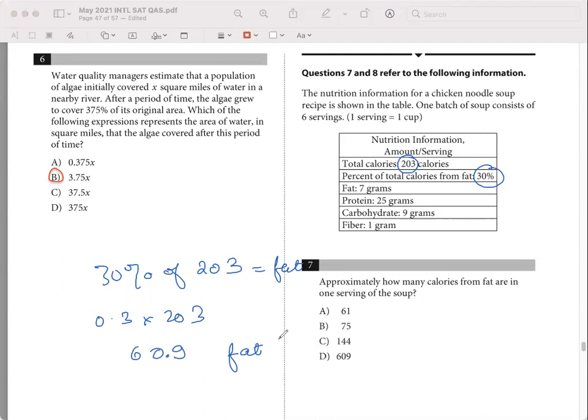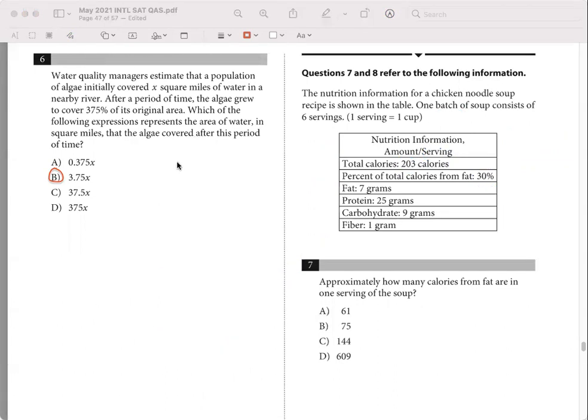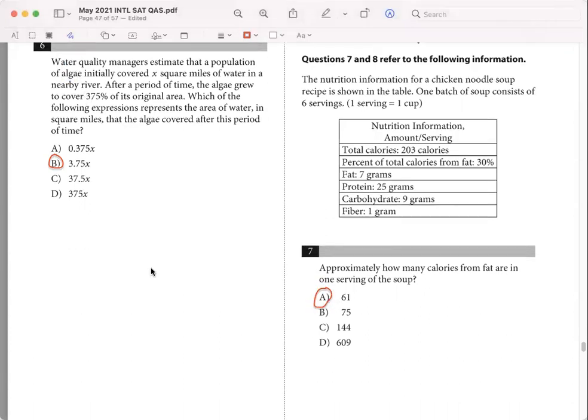This is one serving, right? I'm trying to understand. Okay, this is one serving of the soup, right? This is not a batch. One serving. Amount per serving, it's given here. Okay, so it will be 61, option A. Okay, so that's question 7.